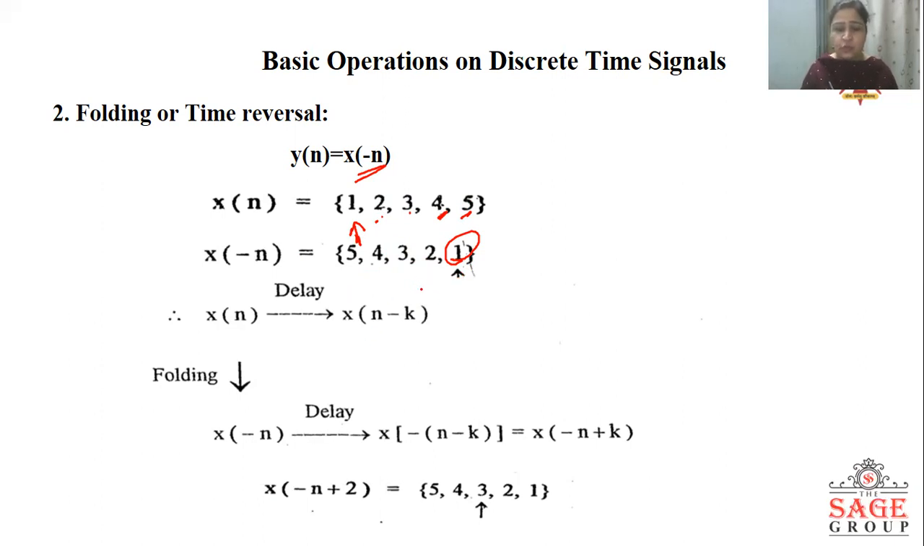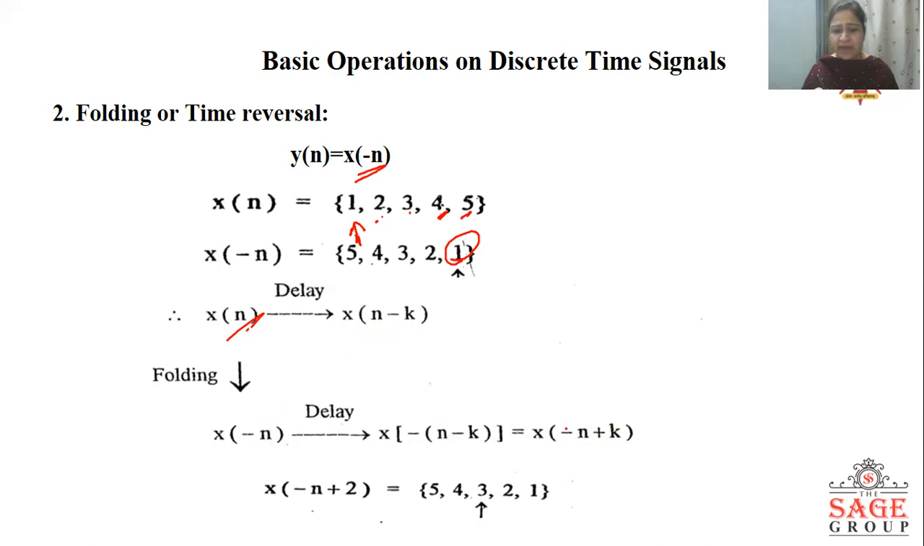Now, next we will look at the combination of two operations. That means when we are delaying as well as folding the same signal. In that case, we will have two operations on the same signal, that is, delaying and folding. Now say I have a signal x[n]. First I'll delay it by say k samples, which will be given as x[n-k]. Now I'll fold the signal. So after folding, x[n-k] will be given as x[-(n-k)], which will be given as x[-n+k].